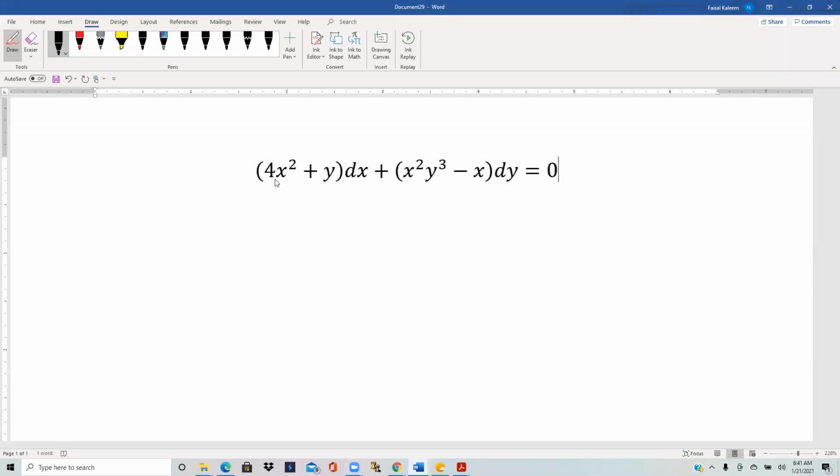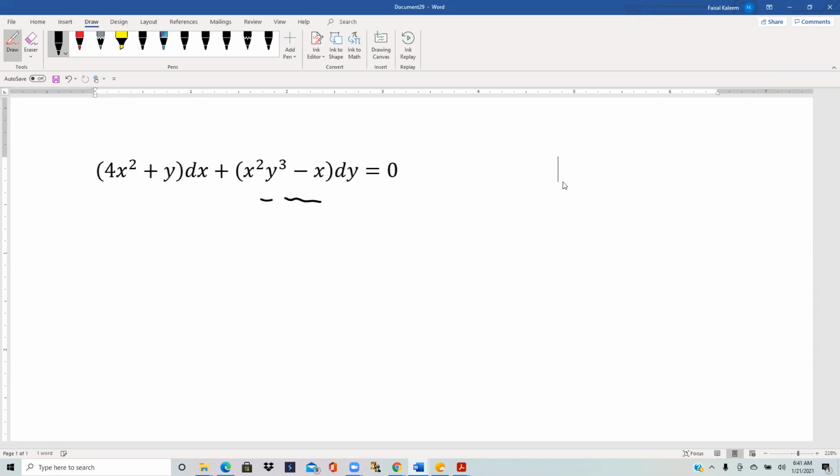So now we try to solve this differential equation. Once again, anytime you have it in the form M dx plus N dy is equal to 0, you first try to check whether the equation is exact or not. So this part is M, this part is N. So you check M_y.